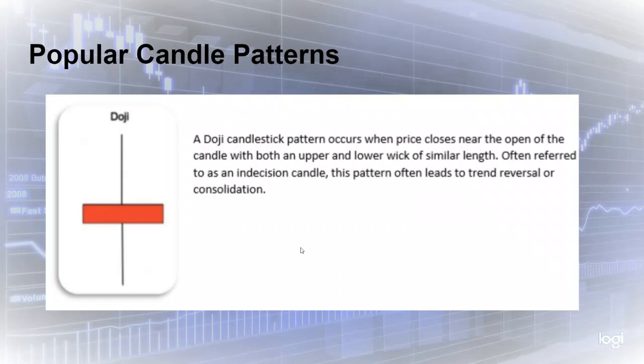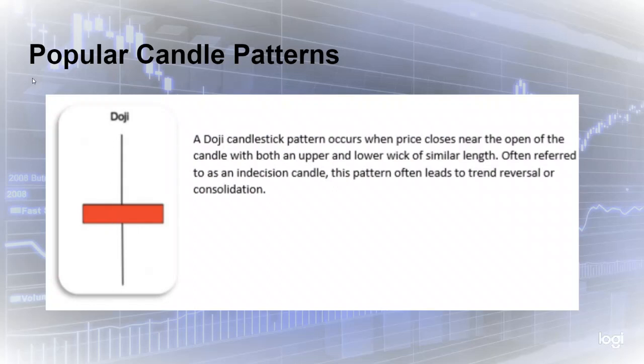So a doji candlestick occurs when the price closes near the open of the candle, with both the upper and lower wicks of a similar length, often referred to as an indecision candle. This pattern often leads to a trend reversal or consolidation. You can see it's indecision. The market doesn't know. It goes up, it gets rejected. It goes down, it gets rejected.